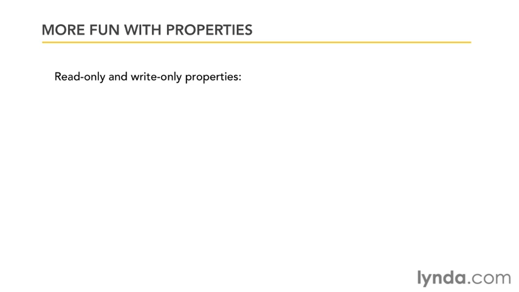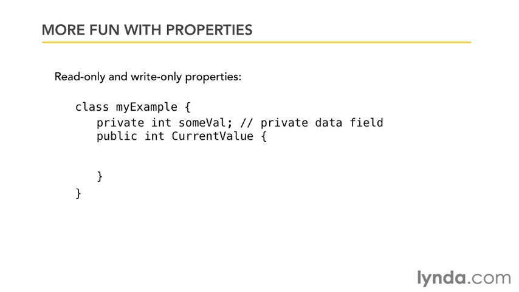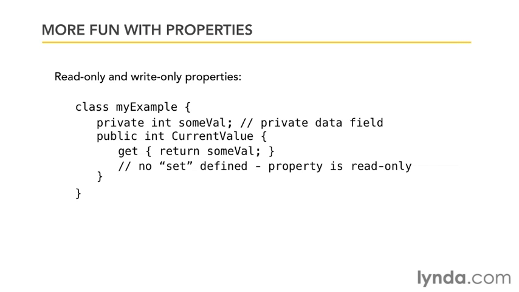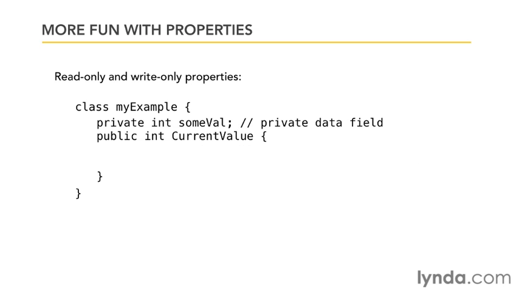You can also have read-only properties, and you can have write-only properties. Read-only properties and write-only properties are properties that can only be read and can only be written. So let's take a look at an example. Using the same example we've been using up until now, I have my example class with my private variable, and inside my public int current value, I have get and return SomeVal. Now, if I don't define a set, then the property is read-only because there's no way to set it. All I can do is get the property.